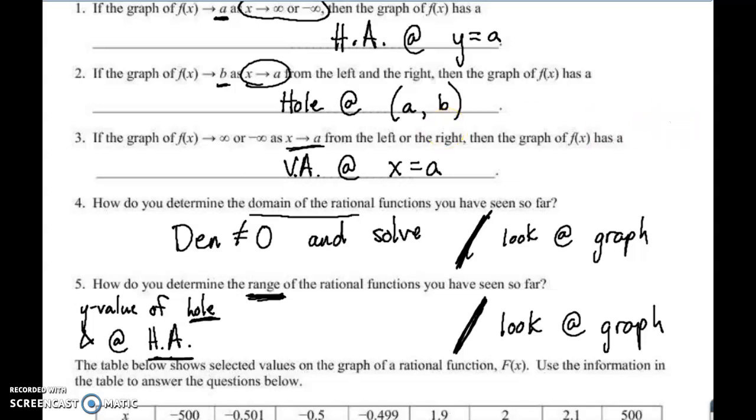Okay, so this is where we left off. We're in 3.5 now. Just powering through these notes. 3.5. There we go.